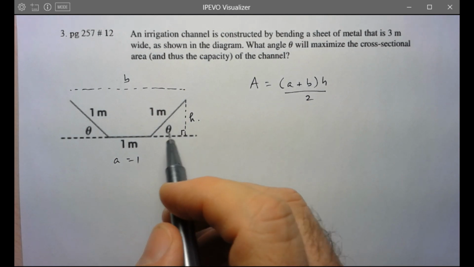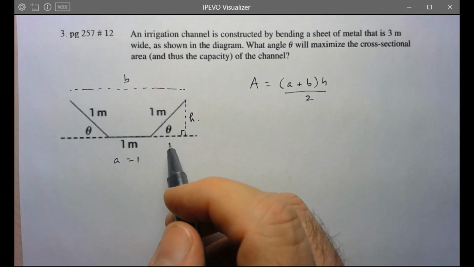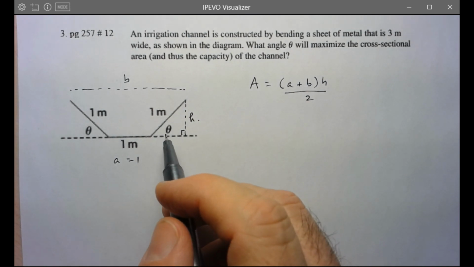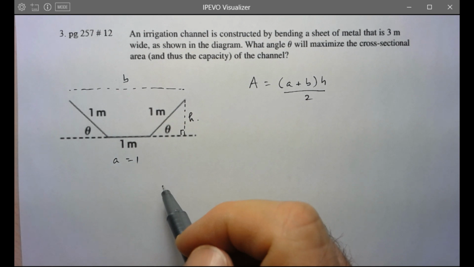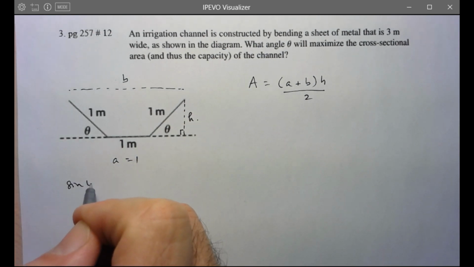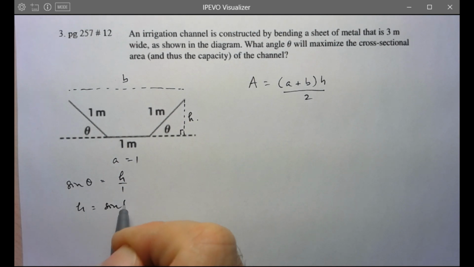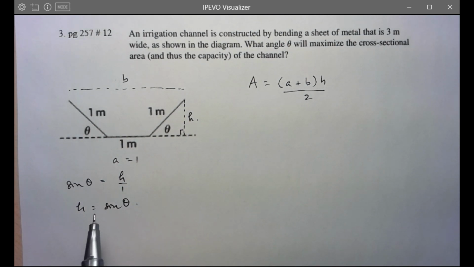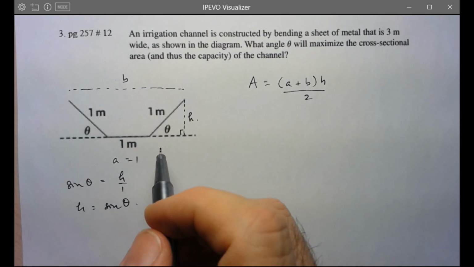So I notice here with H, I've got a right angle triangle, so that'll be helpful in terms of writing H in terms of theta. Here I see H is the opposite, 1 is the hypotenuse, so I can use sine of theta is equal to H over 1, or H is just equal to sine theta. So I've managed to write the height in terms of theta, so that's good. Now the question is how I'm going to write B, hopefully also in terms of theta.